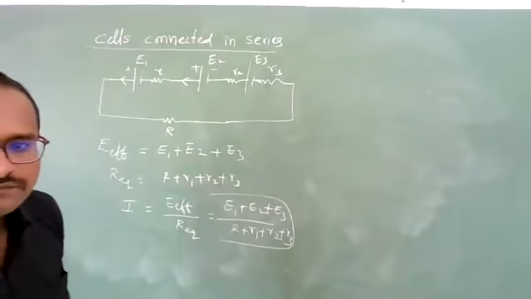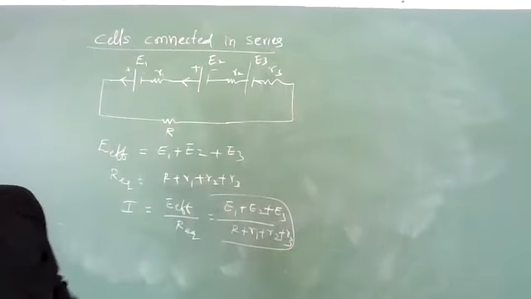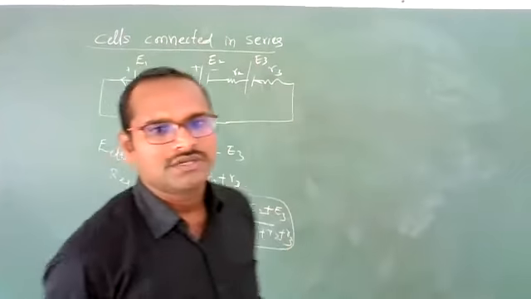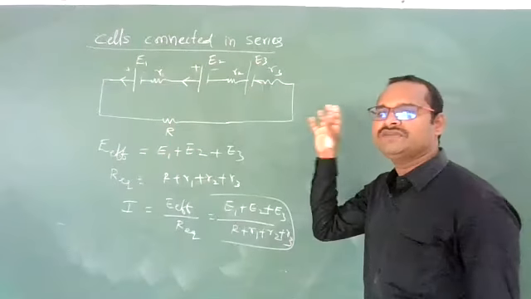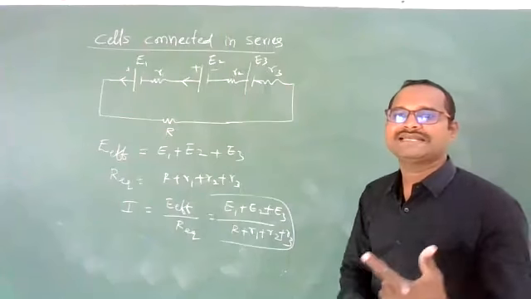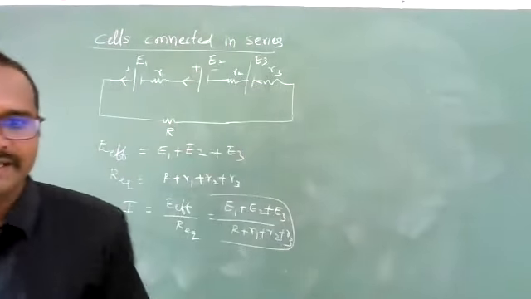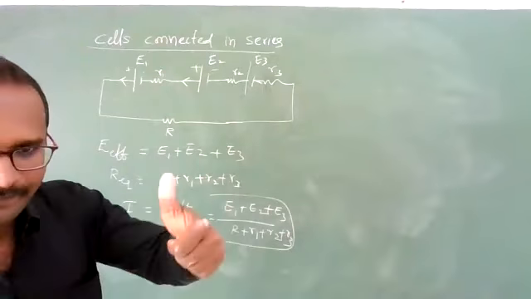Now in the next class we will discuss what happens when all the cells have equal EMF and equal internal resistance, and what happens when they are connected in parallel. These two points we will discuss in the next class. Okay? Bye.